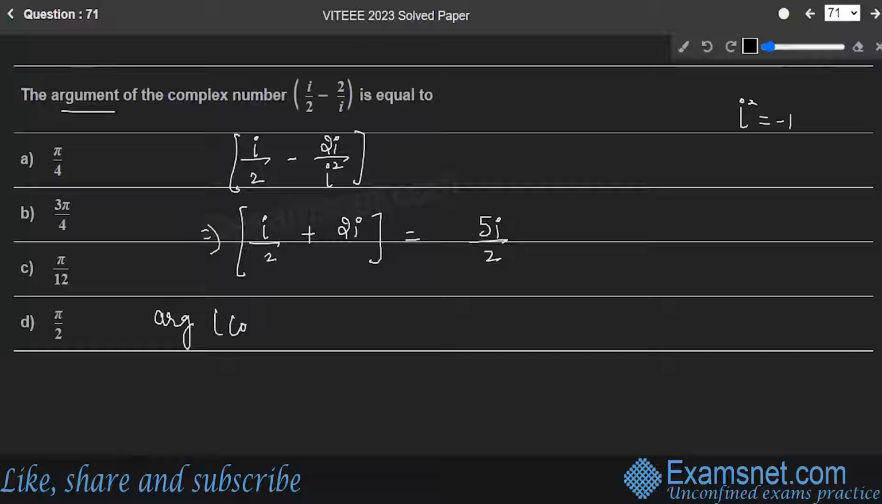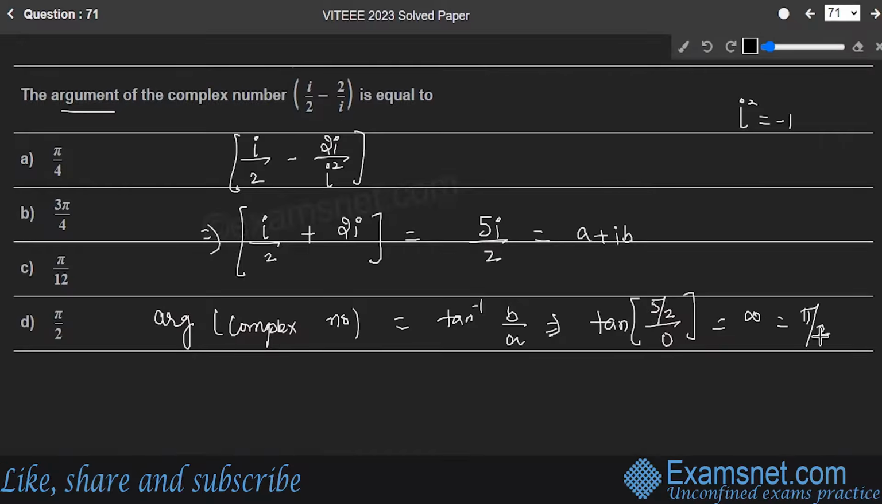So argument of this complex number is equal to tangent inverse B upon A. Here, you see, this is of the form A plus iB. A is equal to 0 and B is equal to 5 by 2. So that is equal to infinity, and that is for tangent of pi by 2. So this is equal to tangent of pi by 2. That means this given argument is equal to pi by 2, or option D. Hope you understood this. Next is question number 72.